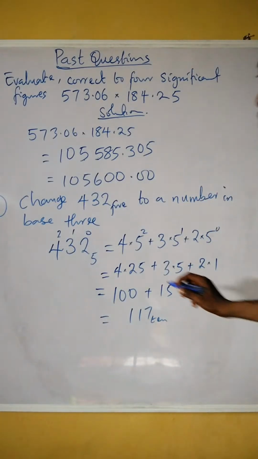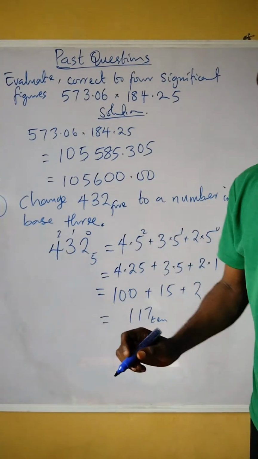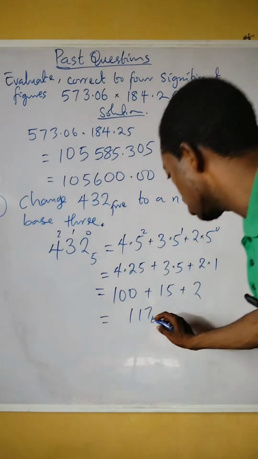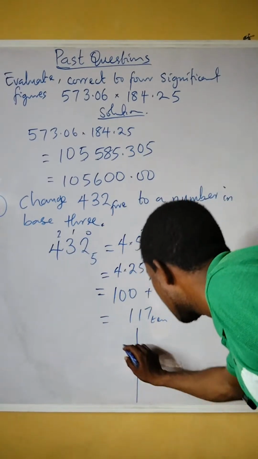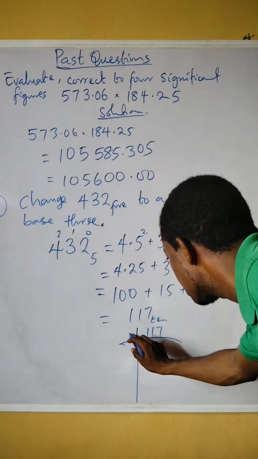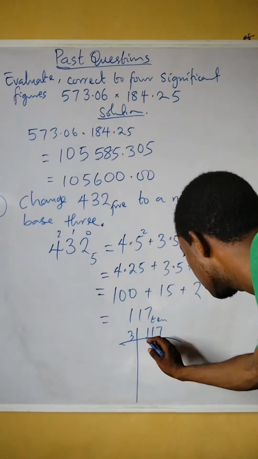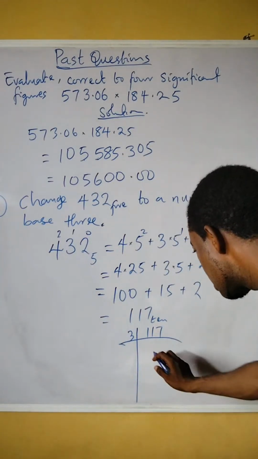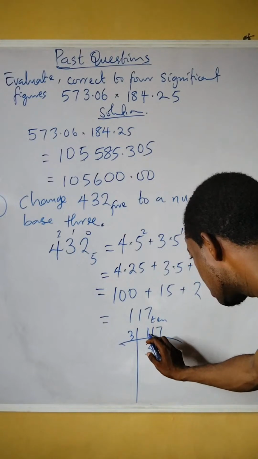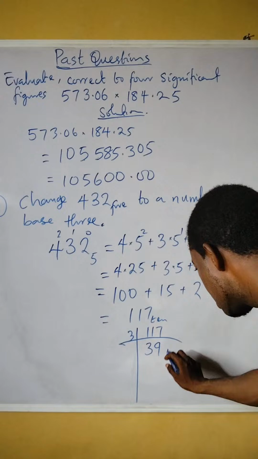Now, where we are going is to base 3. So we convert this to base 3 now and tabulate this way. So here we have 117 from base 10, then to base 3. So use 3 to divide. 3 goes there, that's 39, remainder 0.